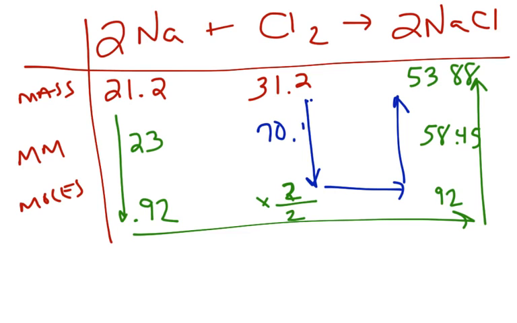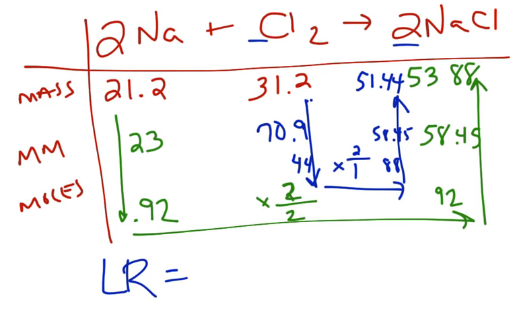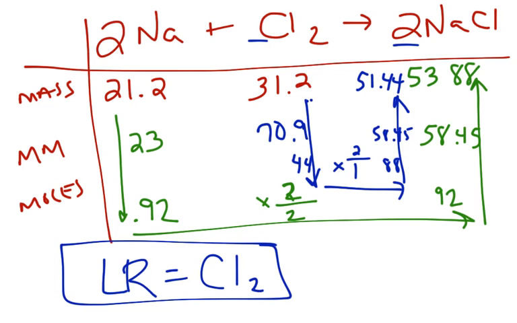Okay, chlorine, 70.9. So if I take my 31.2 divided by 70.9, gives me 0.44. Stick that right down here where I can see it. Then as I go across, the coefficient I want over the one I'm leaving behind. So I multiply that times 2, I get 0.88. Then, same molar mass here, it's still 58.45. Multiply that out, and what do you know? I get 51.44. So the limiting reactant is chlorine. That's how you would answer that question.